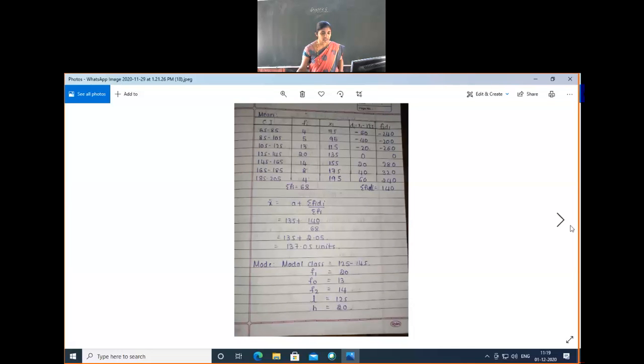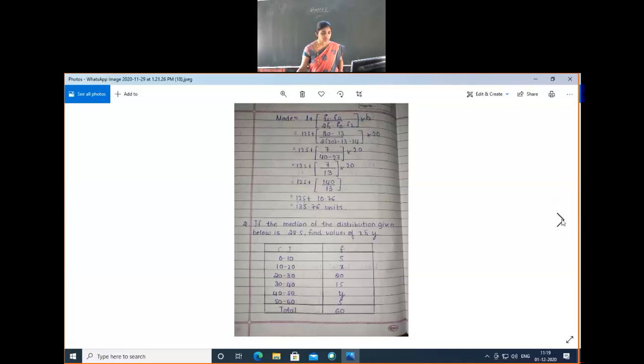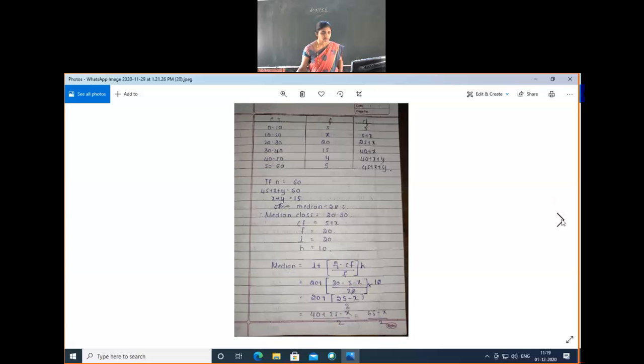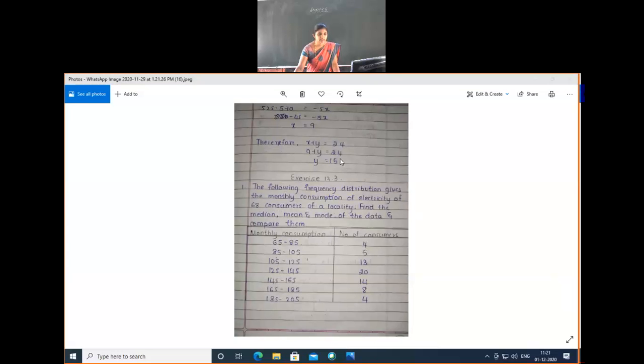Next one. Oh, some pages are missing, Akshay. Is it mixed up? Where is it? Here it is, look. Which is the next question? One second, students. Start with the 13. Yes, students.